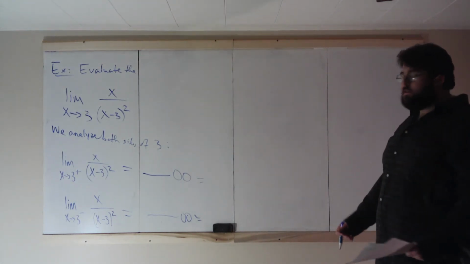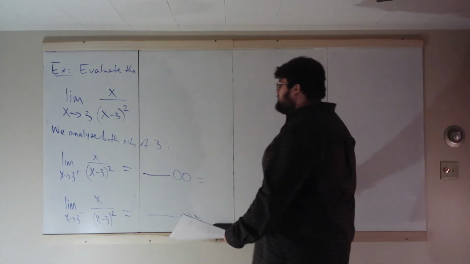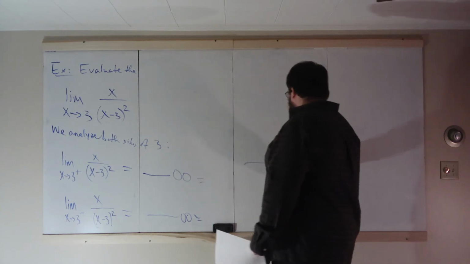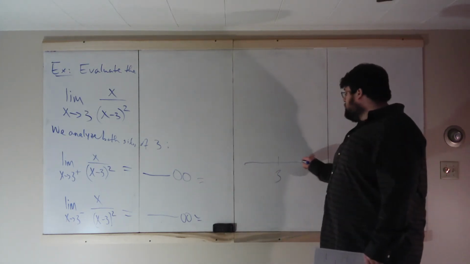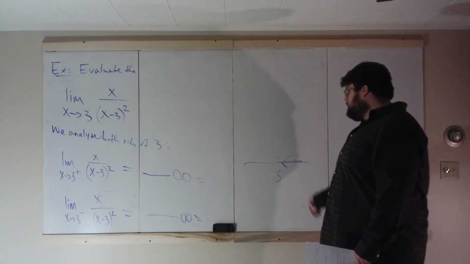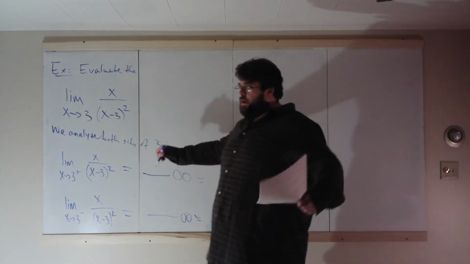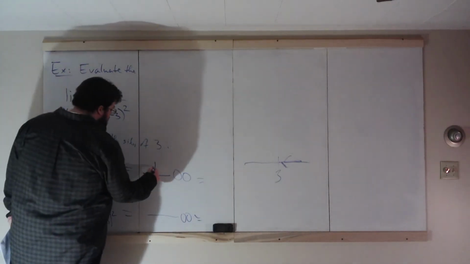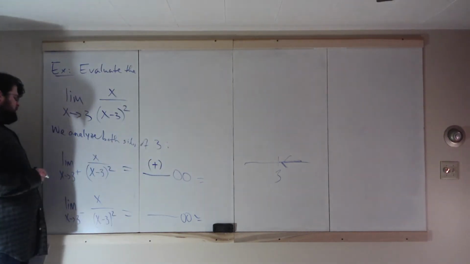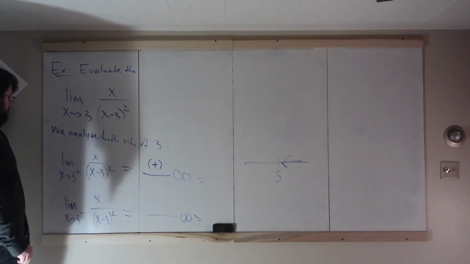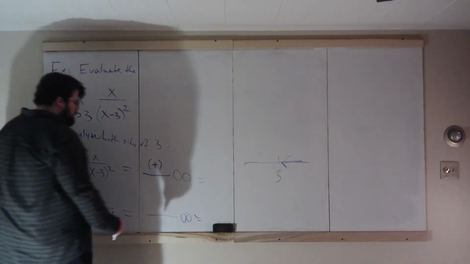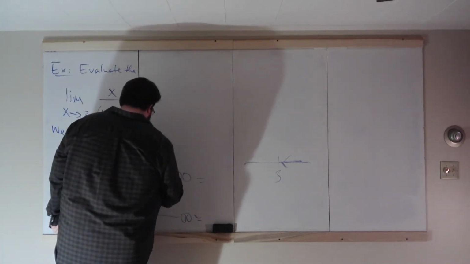We have number over 0, so we know these limits are going to be some sign on infinity. Well, which sign? Well, we're looking at 3. The first one, we're looking at the right of 3. So numbers a little larger than 3. Substitute that in the numerator, you get a positive. Substitute in the denominator, what do you get? Well, you get a positive, and then it's squared. Positive squared is positive.